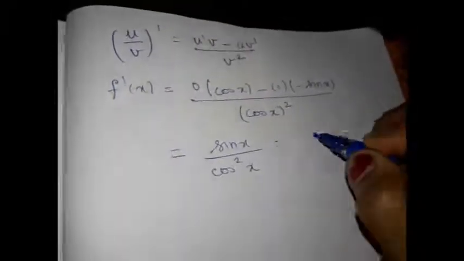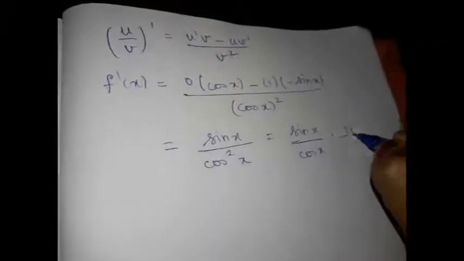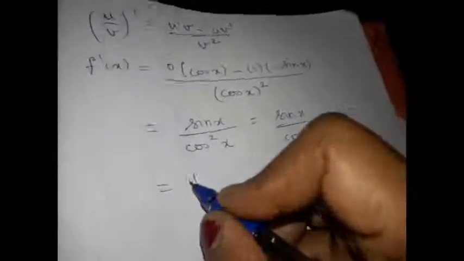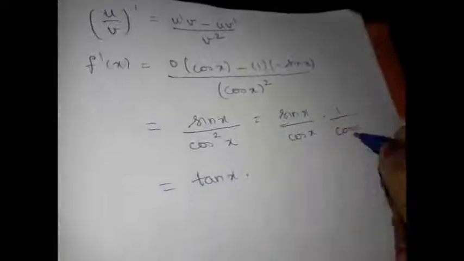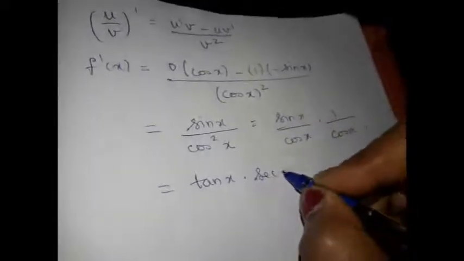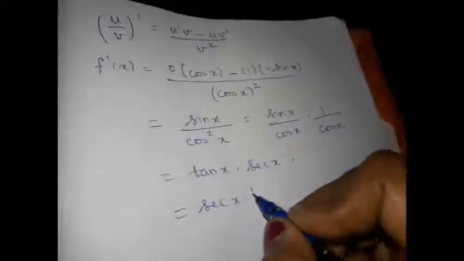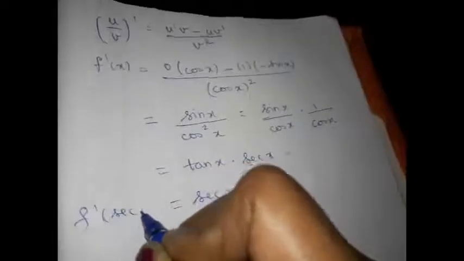Now this can also be rewritten as sin x by cos x into 1 by cos x. Cos square x I have written twice, right? So what is sin x by cos x, which is tan x? 1 by cos x is secant x. So differentiation of secant x is nothing but secant x tan x, right? F dash of secant x.